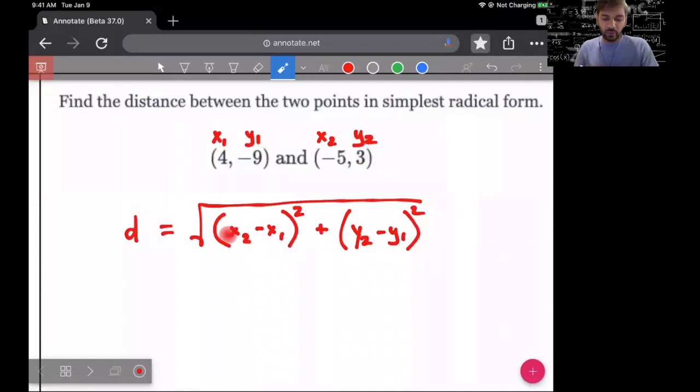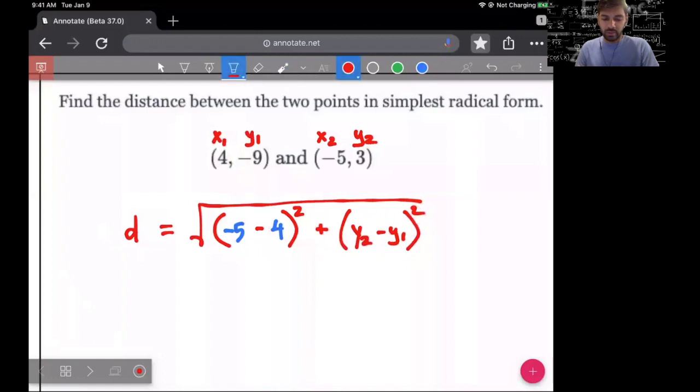So first let's figure out what's x2. x2 is right here, it's -5. So I'm going to erase x2 and put in -5. The minus is going to stay right there, but I need to replace the x1. x1 is +4, so I'm going to erase x1 and put in the 4. So I have -5 minus 4, that thing squared. Then I have plus y2 minus y1 squared.